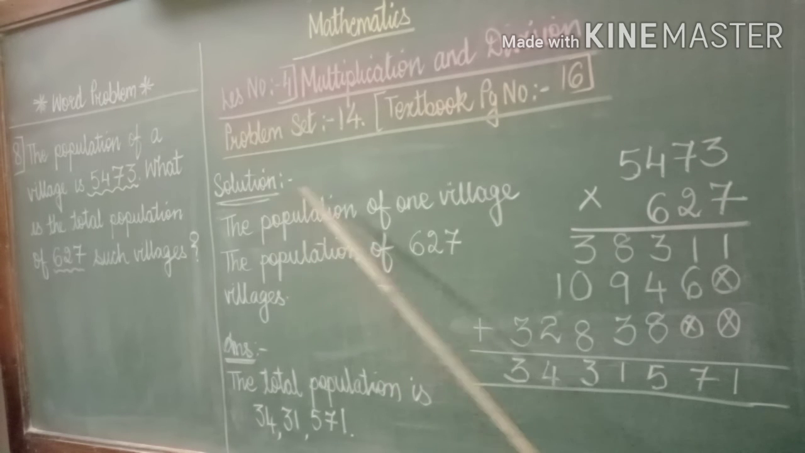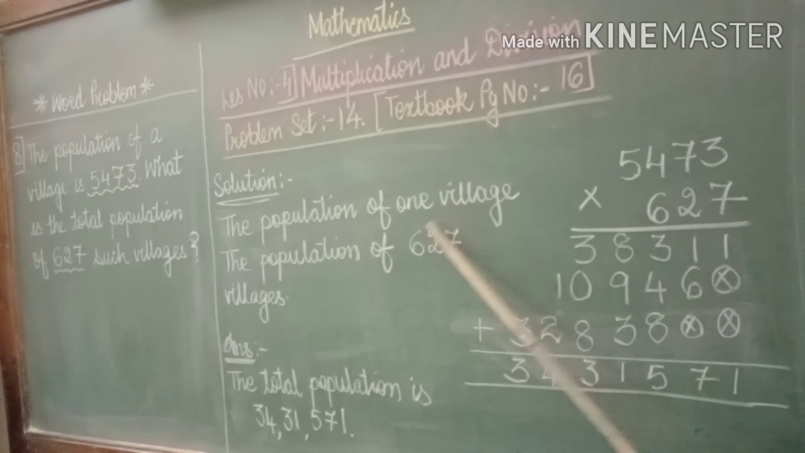That was the population of one village. We have to find out the population of 627 villages, and we have got the answer as 34,31,571. We have multiplied and then added, and we got the total population, that is 34,31,571. Now students, let's start with the 9th solution, word problem.